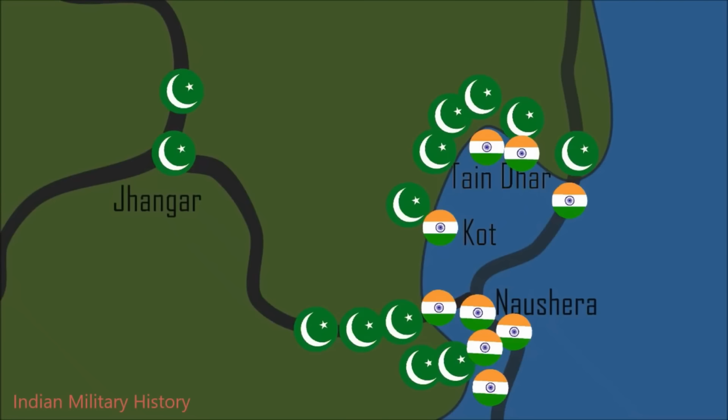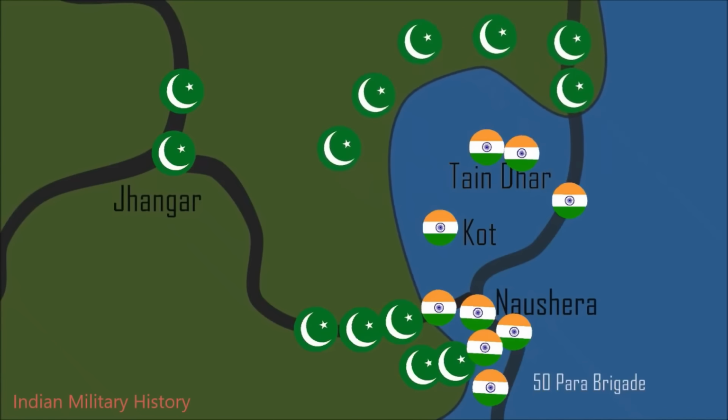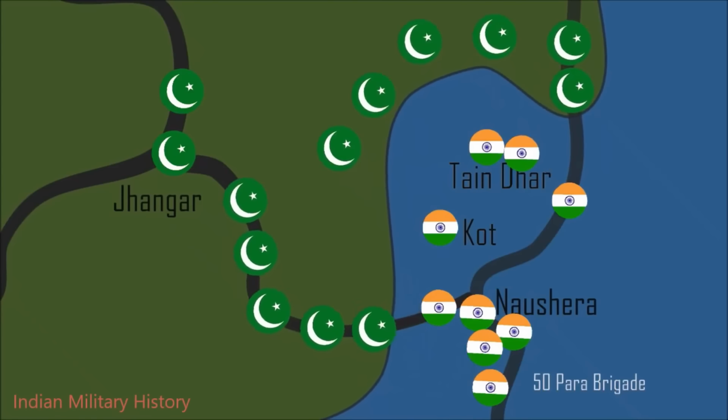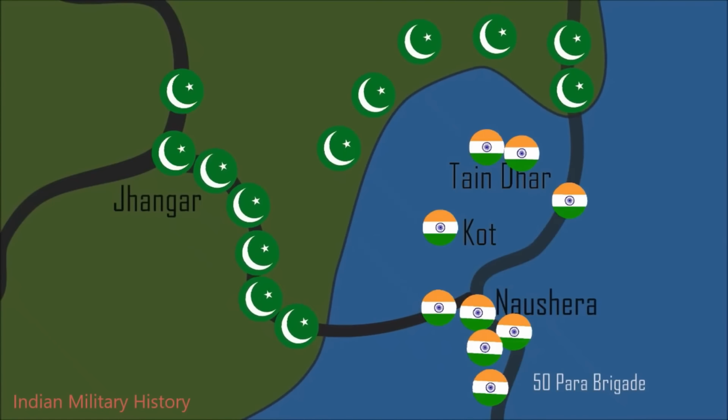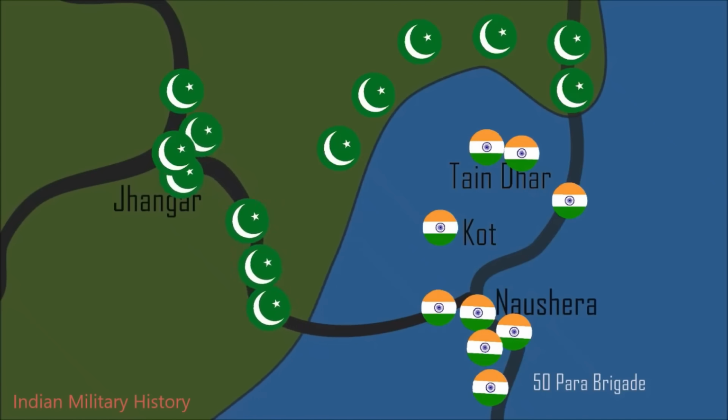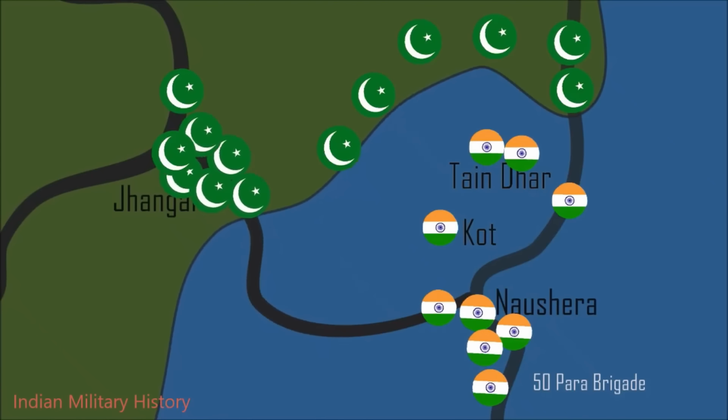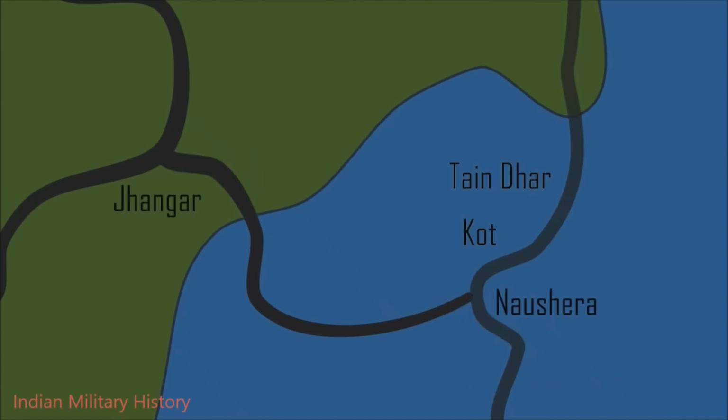The multiple waves of attacks at Naushera were foiled by 50 Para Brigade of the Indian Armed Forces. With their foiled attempt at Naushera, and the Indian side having secured Kot, the crucial feature to launch towards Jhangar, the enemy knew the Indian side would make an attempt to recapture Jhangar. So they strengthened their defenses in Jhangar to thwart such an attempt. The Indian side started planning the retake of Jhangar, codenamed Operation Vijay.